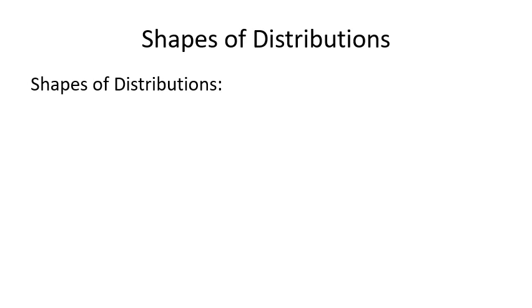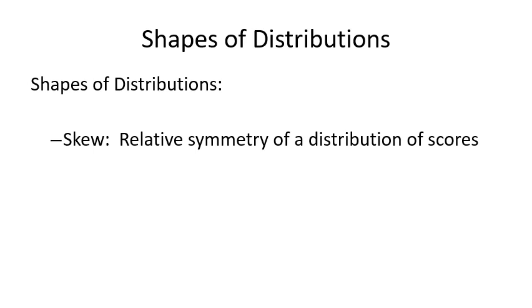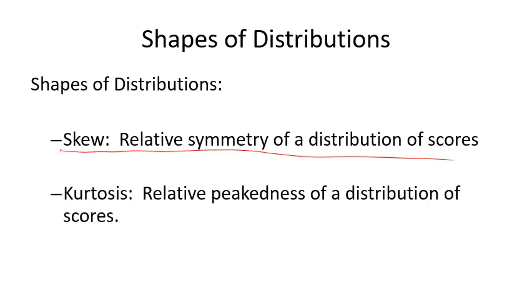There are two important concepts that come into the shape of the distribution. The first is skew. Skew is the symmetry of the distribution of scores. We talked about skewed distributions, and that is basically how they're asymmetrical. They're not symmetrical. Whereas you also have kurtosis, which is the peakedness, how tall the distribution is. So kurtosis is almost a measure of spread in the distribution.